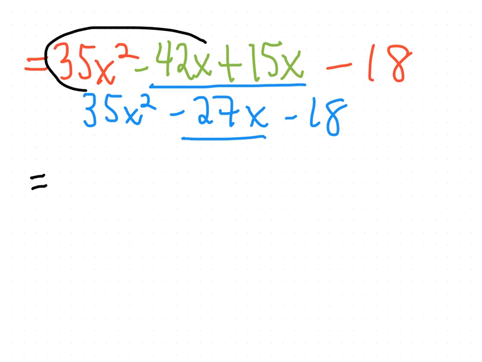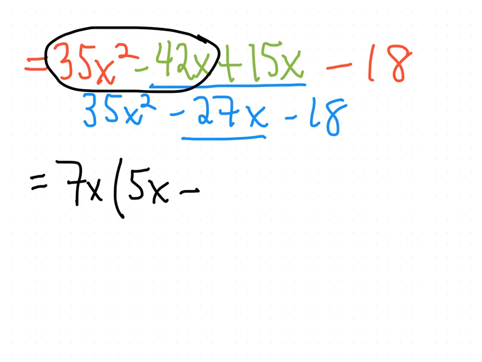So we're going to take the first two terms, and we're going to factor out a 7 and an x, because both terms have a greatest common factor of 7x. So that leaves us with 5x minus 6 for the first group.